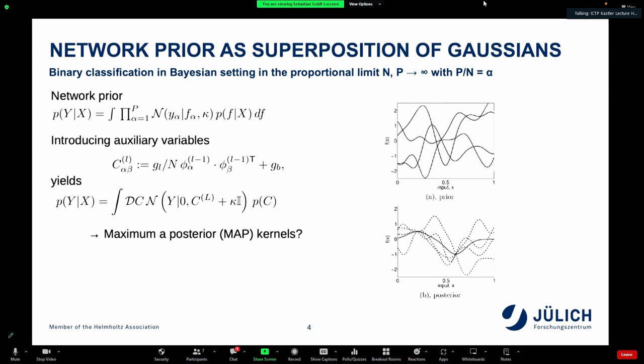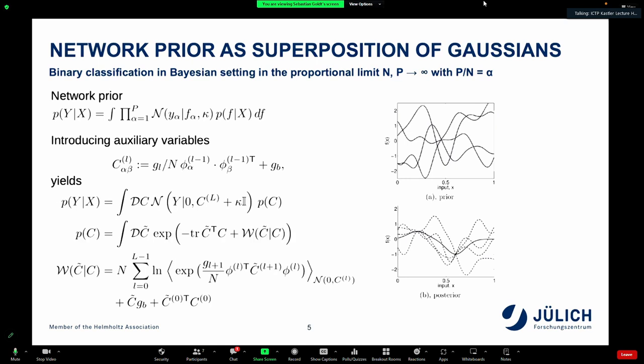So instead, what we look at is the most likely value of these kernels, the maximum a posteriori kernel. Now, if we already knew an exact and tractable expression for the probability of these kernels, I think we would all be done here. But we can write this down in a more compact integral form.